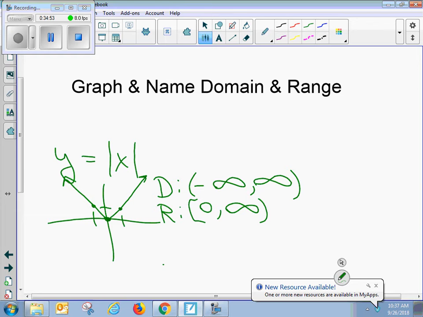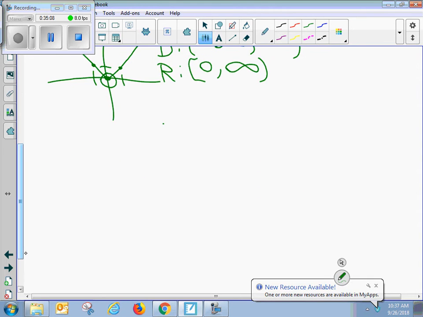Well, if it was a generic graph and I made that an open point instead, then I would have had a parenthesis. But if it's a filled in point, I make a bracket because that means include me. Is that better? Okay. Let's look at another.